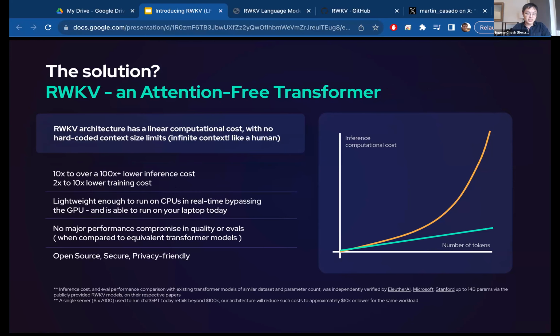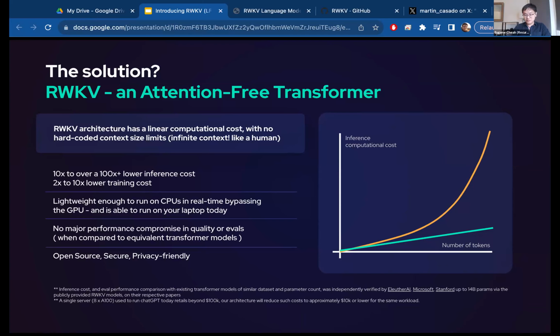RWKV is a new architecture that re-engineered the AI architecture from the ground up to be a linear transformer, or attention-free transformer. This allows us to scale based on the number of tokens linearly instead of quadratically. This translates to around 10x lower inference cost at 2K context size, or beyond that at 100K context size.